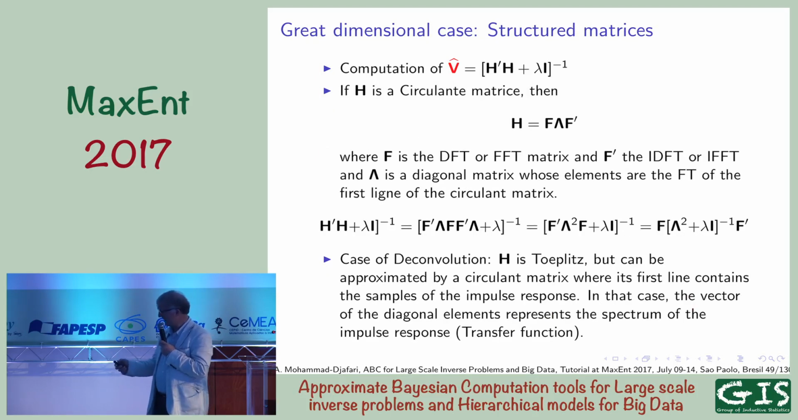For the first one, as I mentioned, if H is circulant, for example, or block circulant, then it can be diagonalized with a Fourier transform and inverse Fourier transform operations. And lambda here will be a diagonal matrix whose diagonal is related to the Fourier transform of the first column or first line of this circulant matrix. A circulant matrix is a matrix where, if you have the first line, you can obtain all the other lines by circulating in this way. And if H is in this form, then it is easy to show that the whole matrix that we need to invert can be obtained also in an easy way.